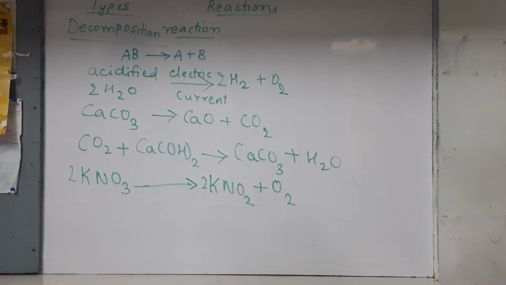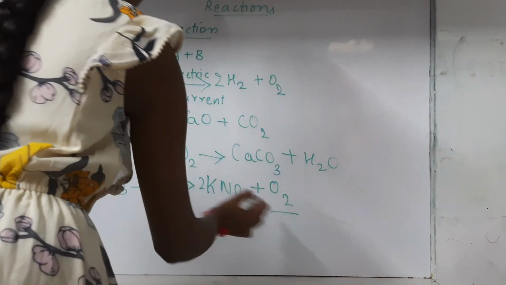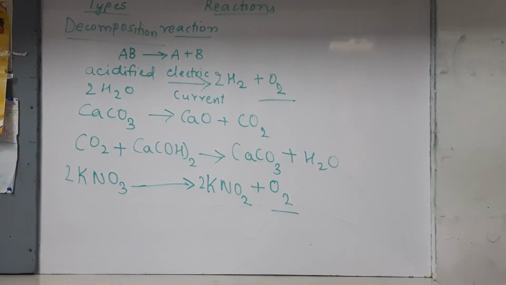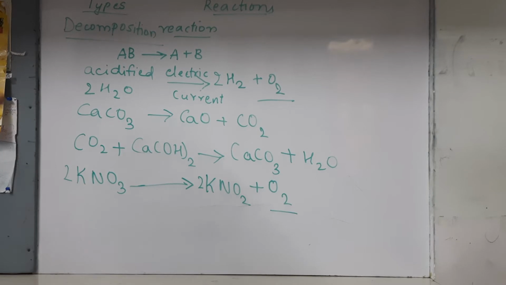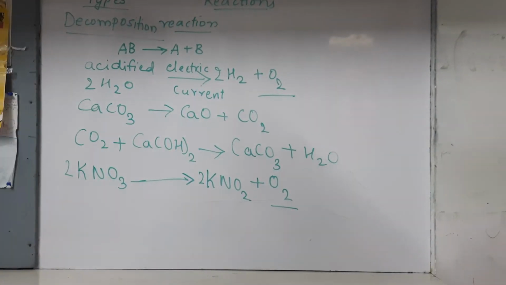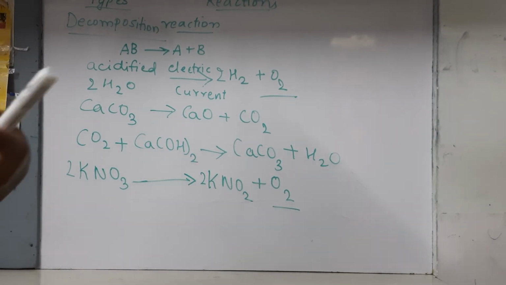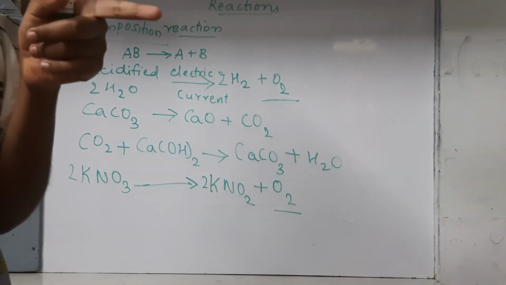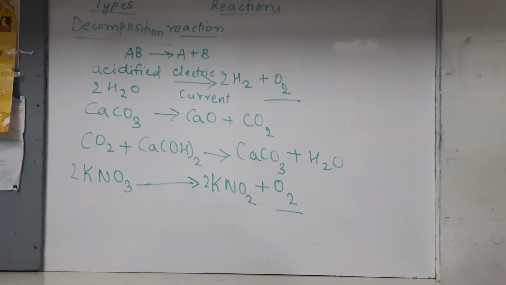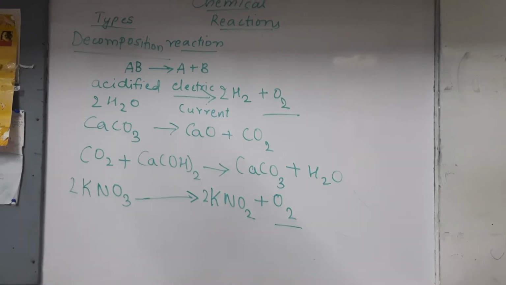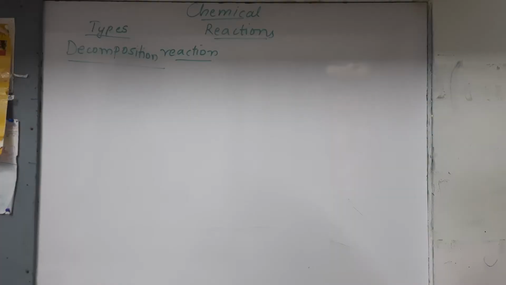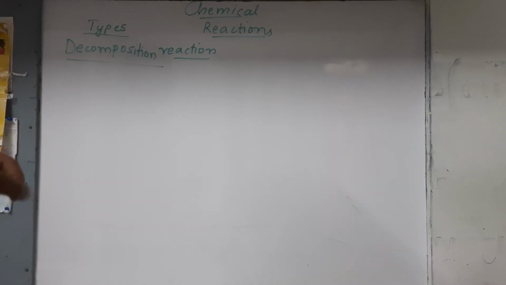Here we have to see the test for O2. As I told you, I'm going to tell you the test for oxygen. When a glowing splinter is introduced into a test tube containing oxygen, it rekindles or glows brightly. That is your test for oxygen. And then let us see about the decomposition of nitrates. How are nitrates decomposed? KNO3 was an example. Let us see one more example like that.